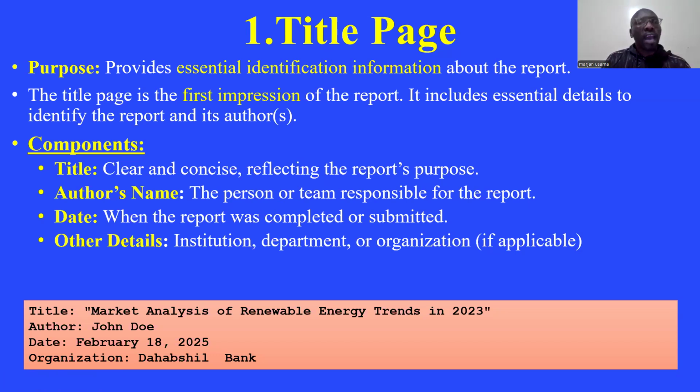Then there are also the other details. Institution. In our case, in your title page, you need to have Lincoln University, your department, maybe you are in human resource, maybe you are in accounting, maybe you are in finance, it has to be there, or sometimes organization if applicable. So these are the basic components of a title page. So here you're being given an example of the title, Market Analysis of Renewable Energy Trends in 2023. The author is John. The date, February 18th, 2028. Organization is Dab Shilbag. So this is just an example of a title page. So this is the first thing that has to be in your report.